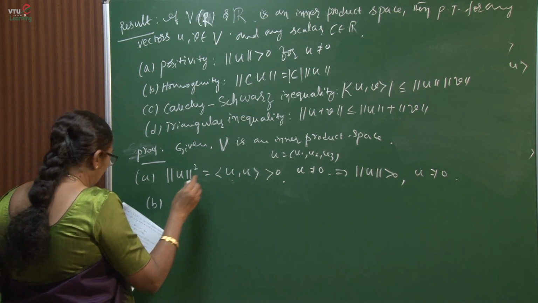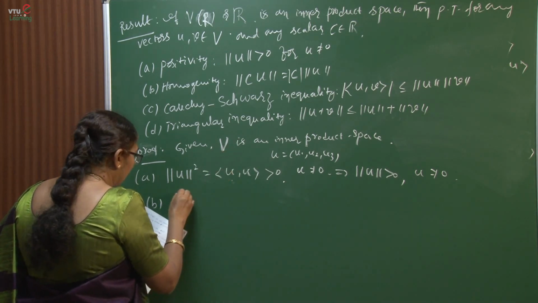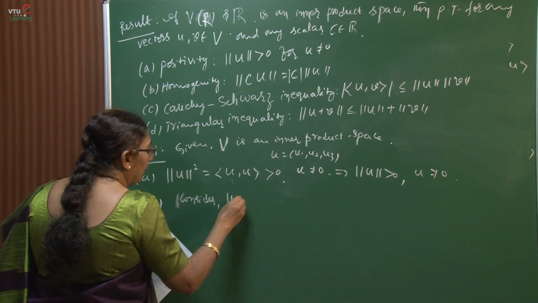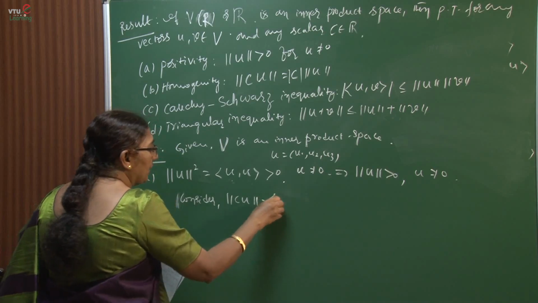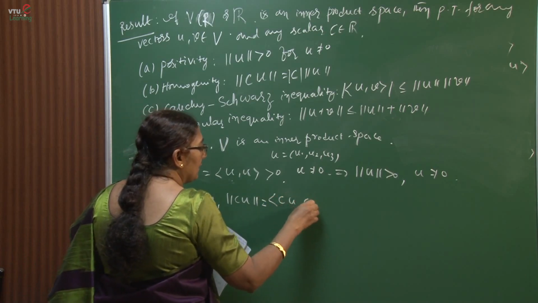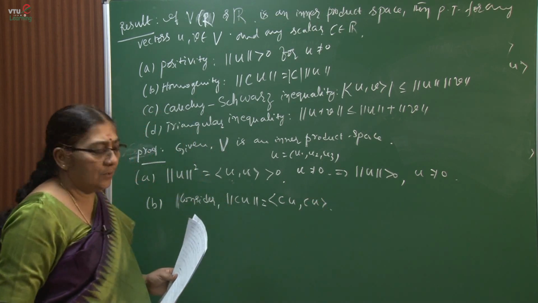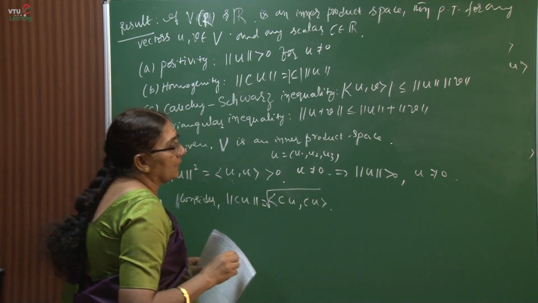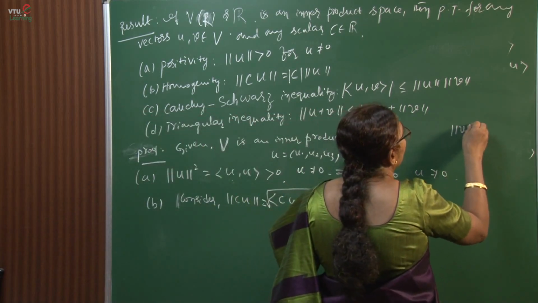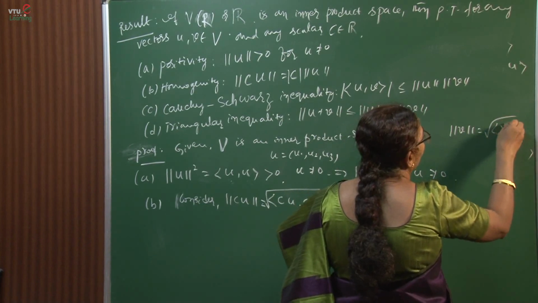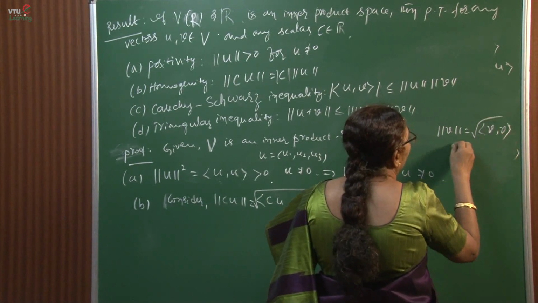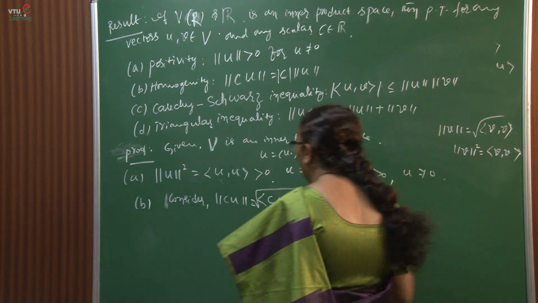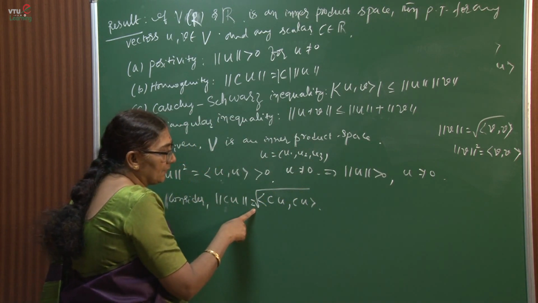Next, consider the left hand side. Consider the norm of cu. What is the norm of cu from the definition? It is the square root of the inner product of cu comma cu. Keep in mind, norm of v is nothing but the square root of the inner product of v comma v. Norm v squared is only the inner product between v and v. Here we don't have a square root, therefore I take the square root.